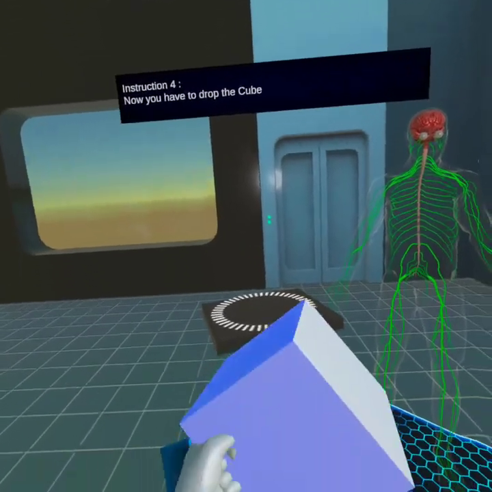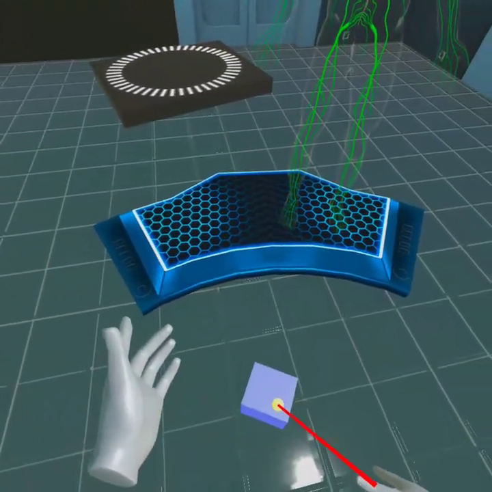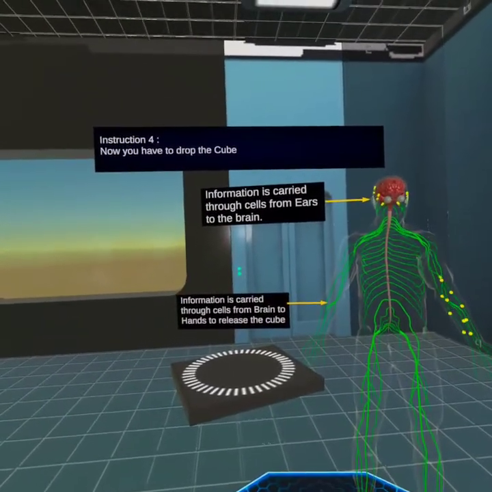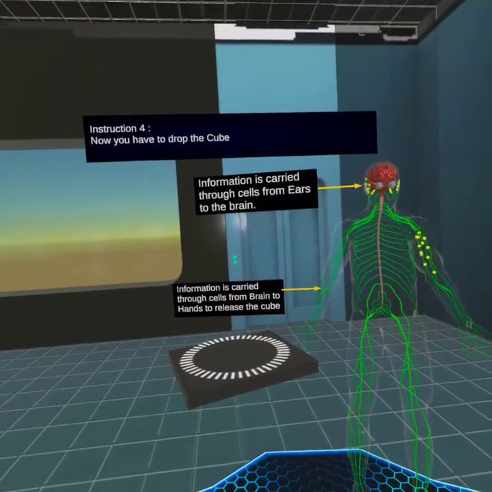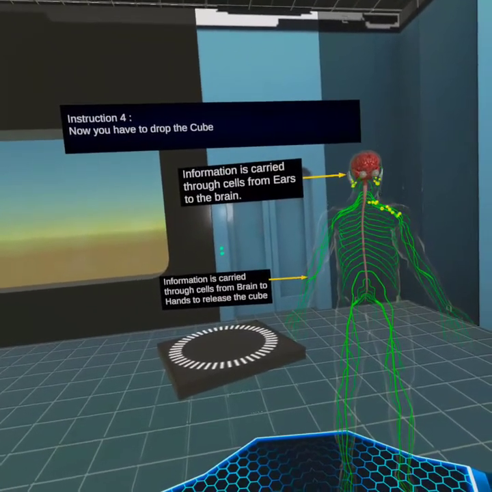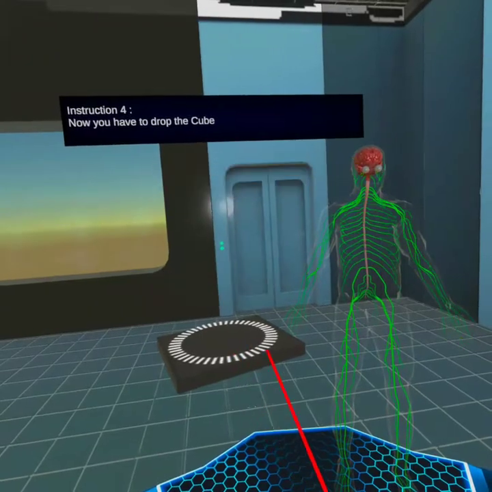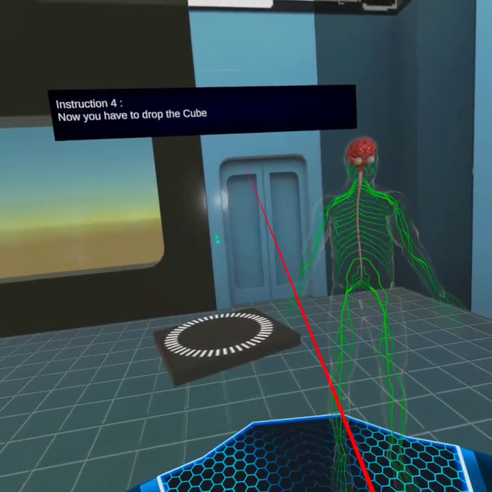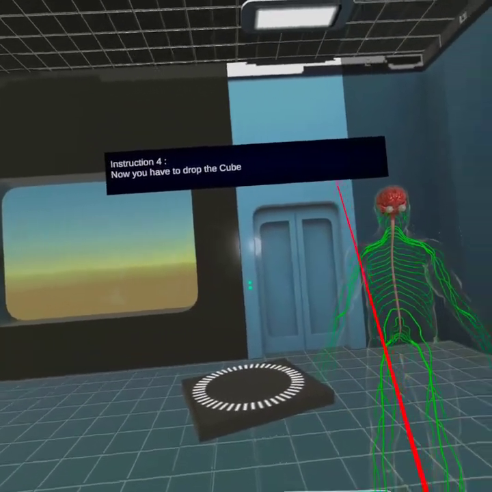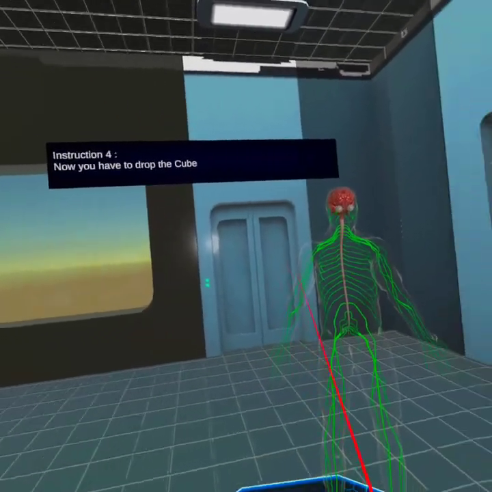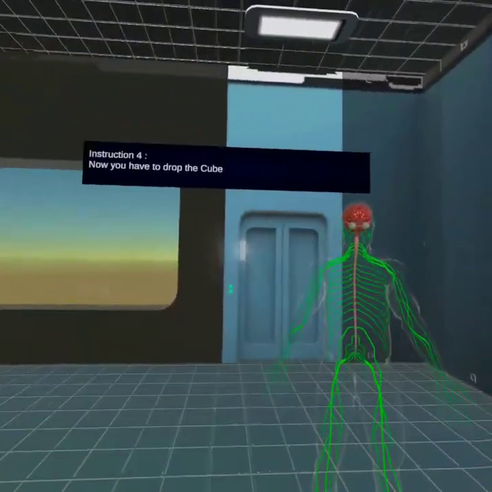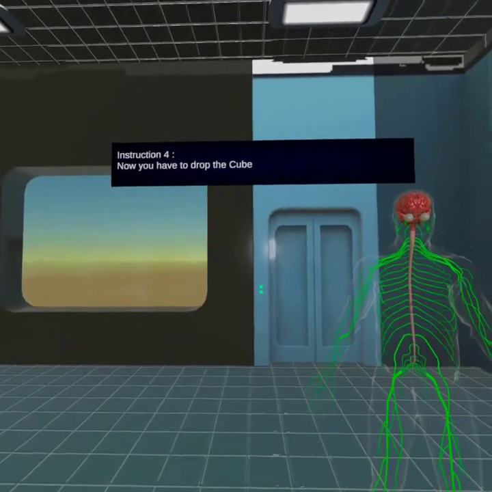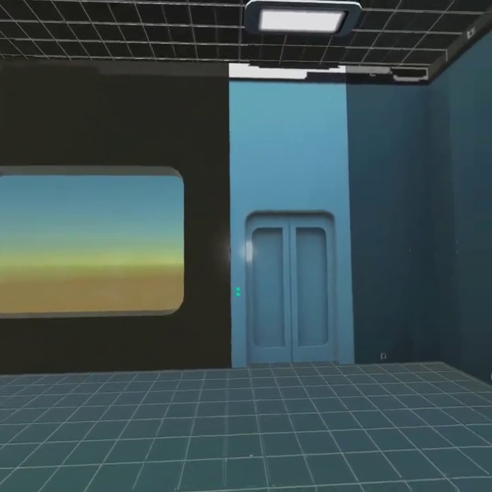Okay, now you have to drop the cube. Now, once you heard the instruction, your brain sends an order to your hand and fingers to release the cube. Yeah, now we have understood the overview of how our nervous system works. Let's dive deeper into learning the nervous system further.